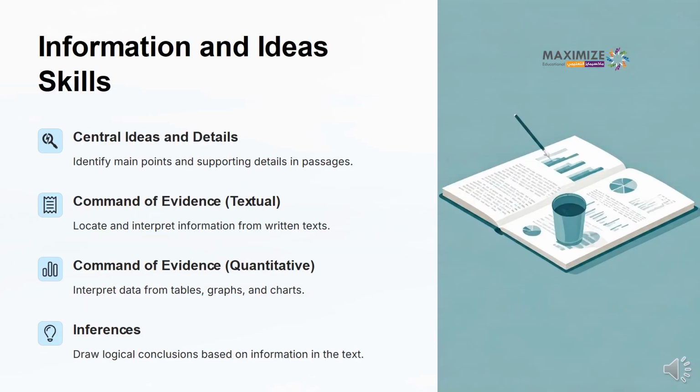Information and ideas, as I told you, has around 11 to 14 questions, and they also have variety. We have central ideas and details, in which you have to identify the main points and supporting details. Also, we have 2 types of command of evidence questions: textual and quantitative.